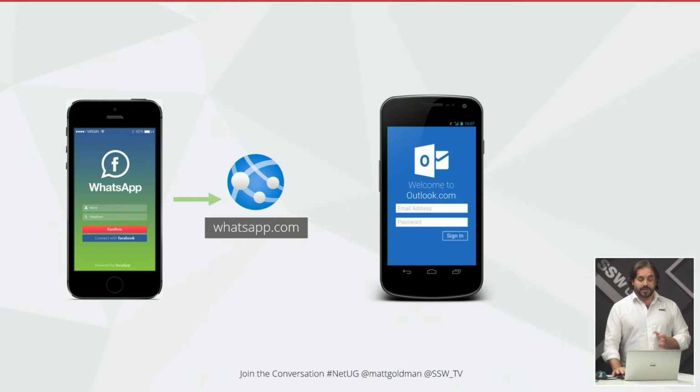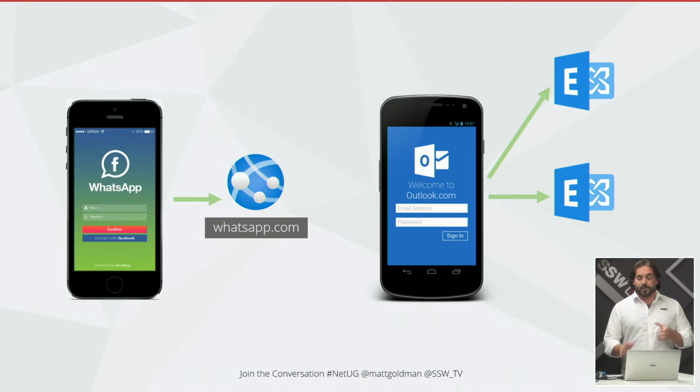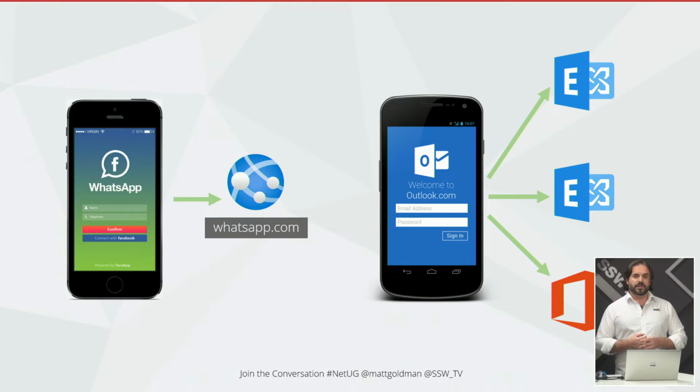How does that compare to something like Outlook? With Outlook on your mobile device, you've got a different situation. One user might install Outlook on their phone, and they want to connect Outlook to their Exchange server in their data center on premises. Another user installs Outlook, but they want it to connect to their Exchange server. And a third user installs Outlook and wants it to connect to Office 365.